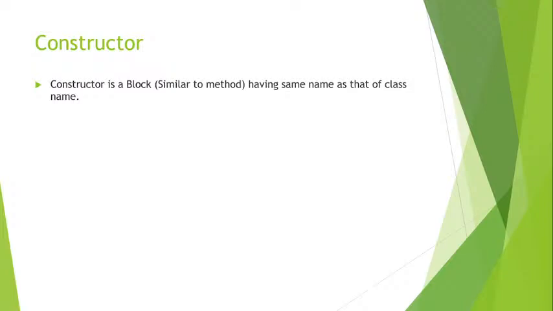Before that we saw the method. Before that we saw many methods, and we have added parameters inside them also. We already saw what is meant by return type and all also, right? Today we will see the constructor. Constructor is like a method only, but it has some specification. We will see the difference between the constructor and the method. Constructor is a block similar to a method having the same name as that of a class name.